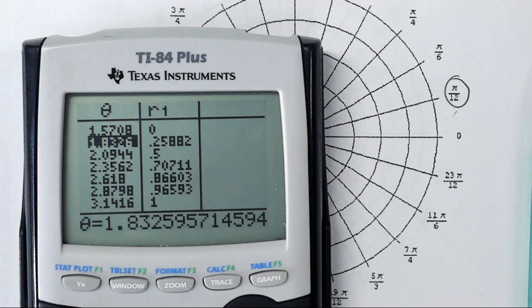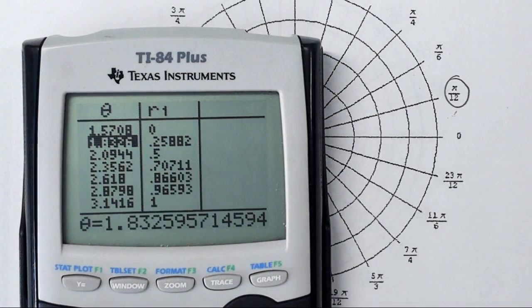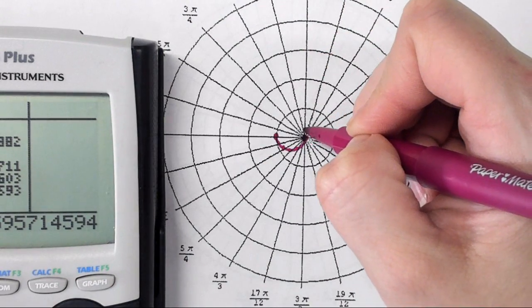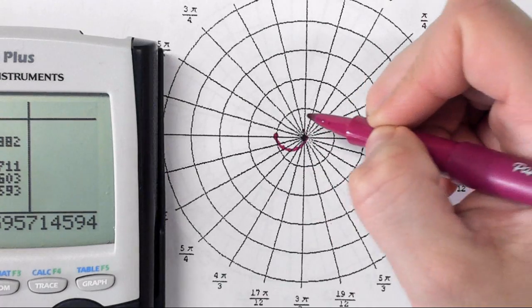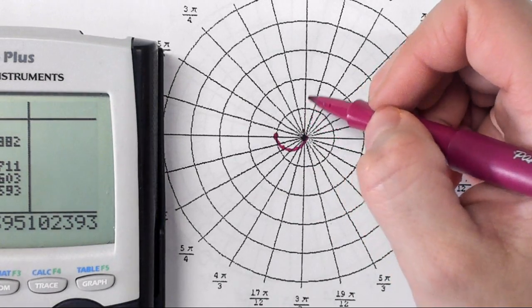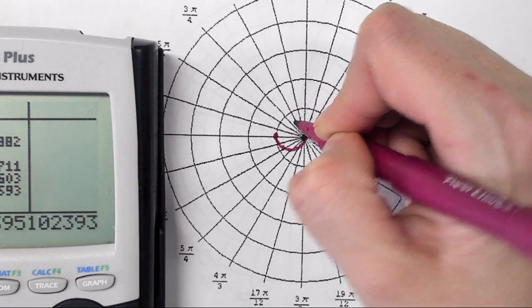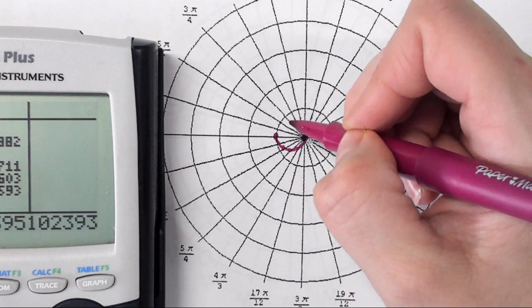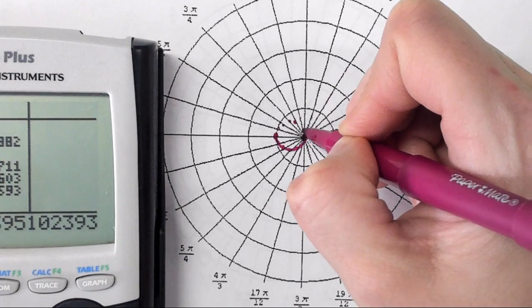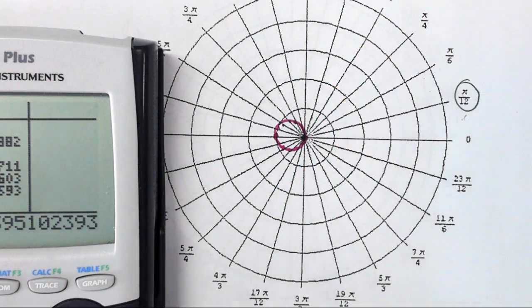So then if I wanted to graph the rest of these, after pi over 2, that's going to be 0.25. So I'm just going to go to my next line, which is here at 7 pi over 12, and I'm going to estimate that at 0.25. My next one is 2 pi over 3, and that one looks like it's at 1/2. And then my next one's at 0.7, then 0.8, and then 0.9. And then when you connect it, it will make your circle.